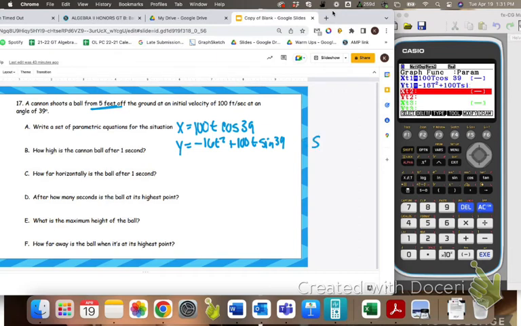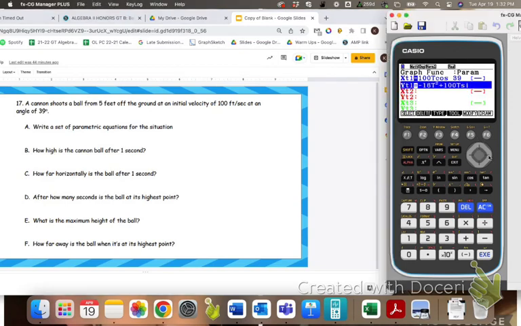There we go. I went ahead and already typed my equations in, so go ahead and plug those in if you have not already: 100t cosine 39, negative 16t squared plus 100t sine 39 plus 5. Again, that additional extra height there. I'm just going to graph it using the settings we just did, and we can see from there if we need to add more. All right, it looks like I need a little bit more of my x's. So I'm going to go to my window and make my x max larger. I'm just going to double it to 400, and we'll see what we get.